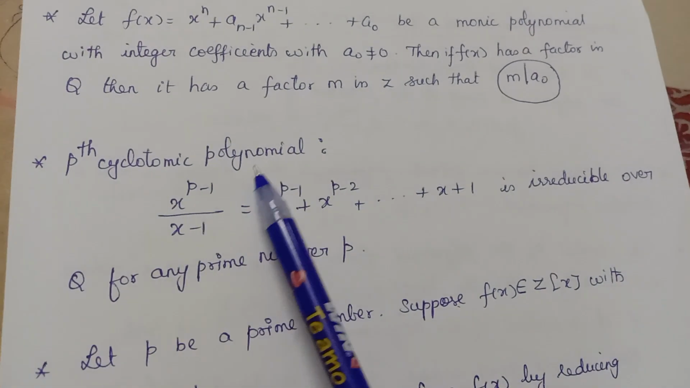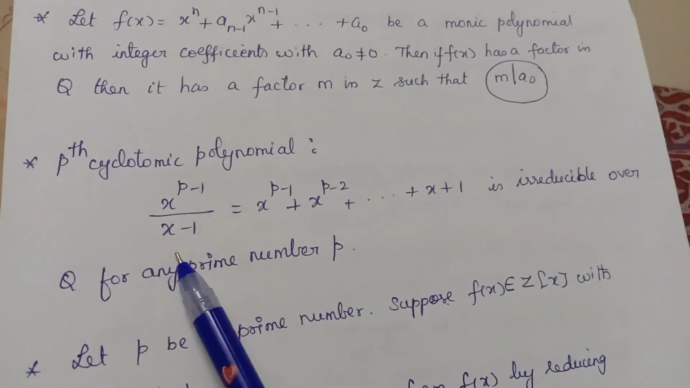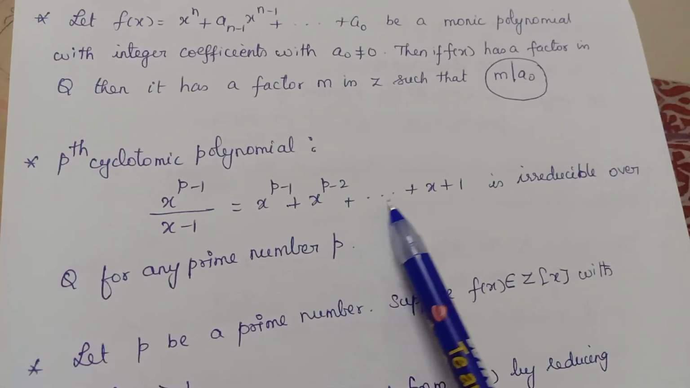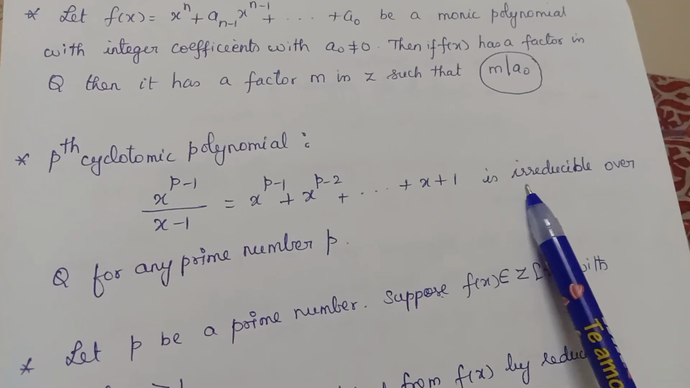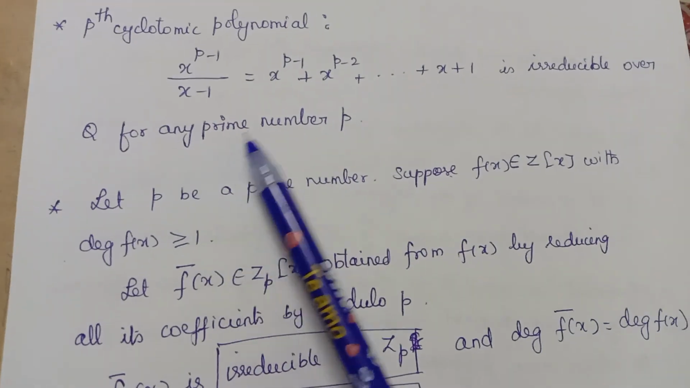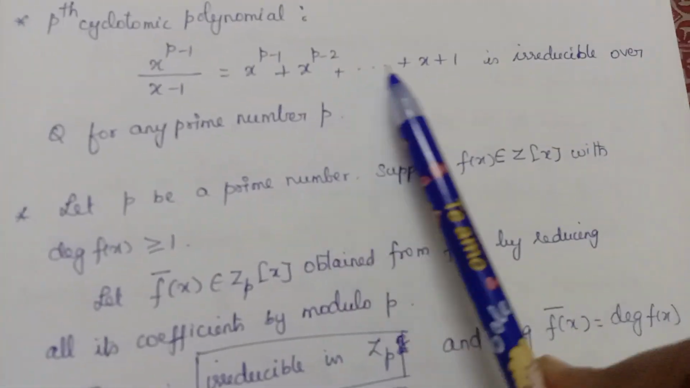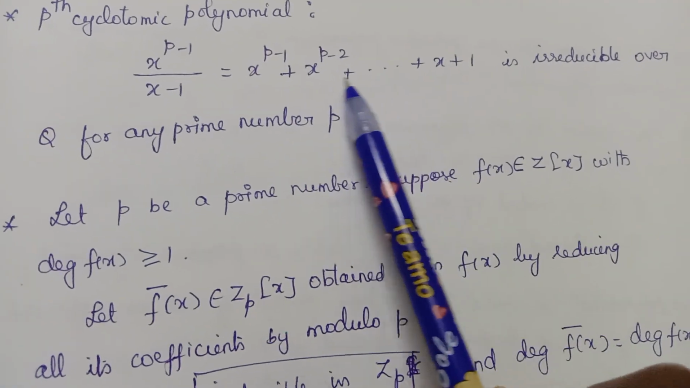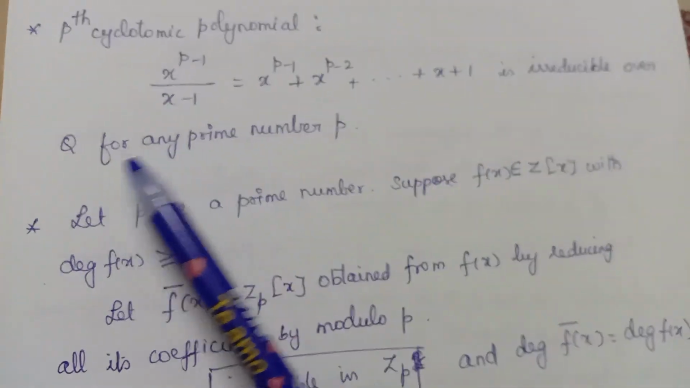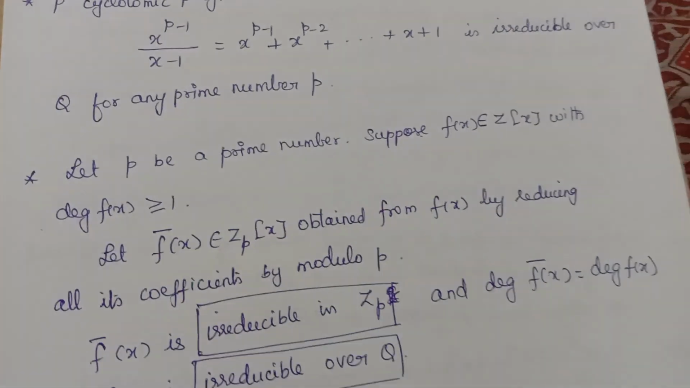Next one is the cyclotomic polynomial. X power p minus 1 by x minus 1, which is equal to x power p minus 1 plus x power p minus 2 plus etc. plus x plus 1, is irreducible over Q. Okay, irreducible over Q for any prime number p. This result is true. So if a polynomial is given like this, 1 plus etc. x power p minus 1, then you can directly write it is irreducible over Q, right?